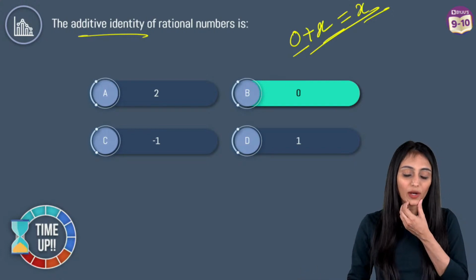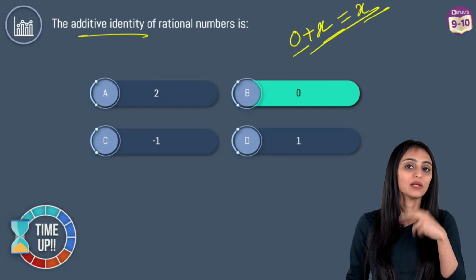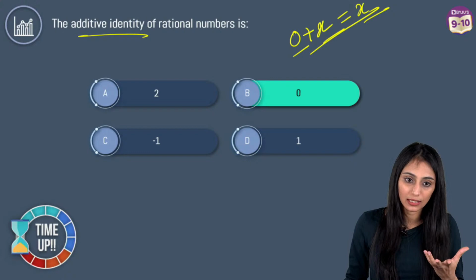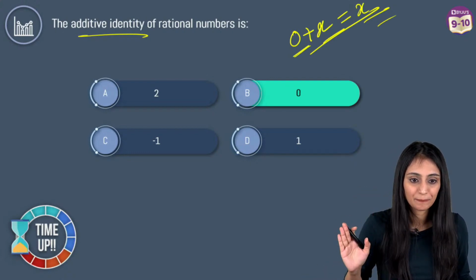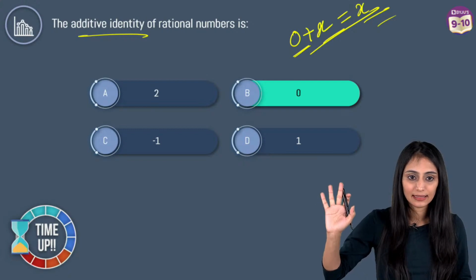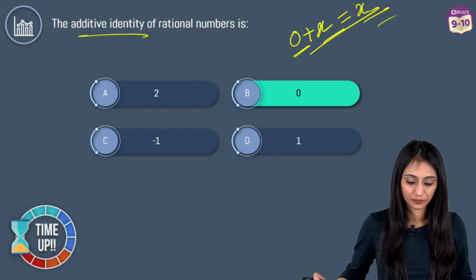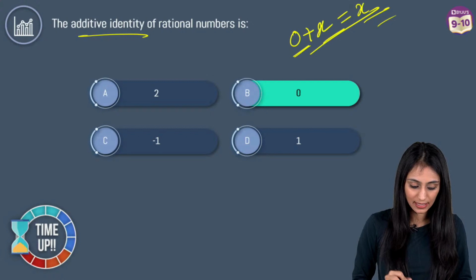Because if you add 1 to any rational number, you will not get the same rational number again. The number will change, right? So 0 should be added so that we get the same number itself. No confusion still here? Right. All right, let's move ahead. Let's take a look at the next question.